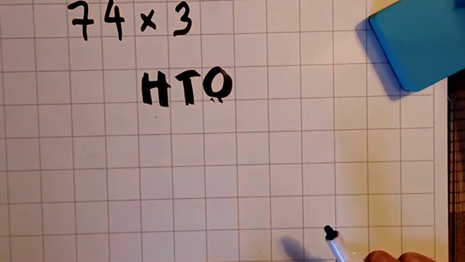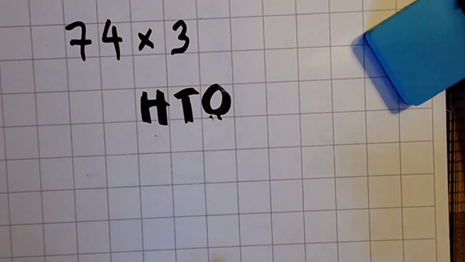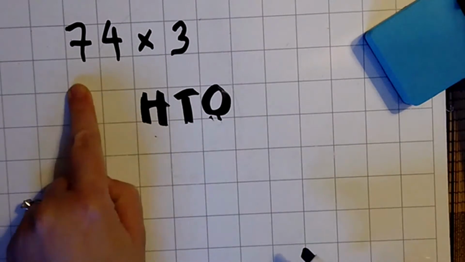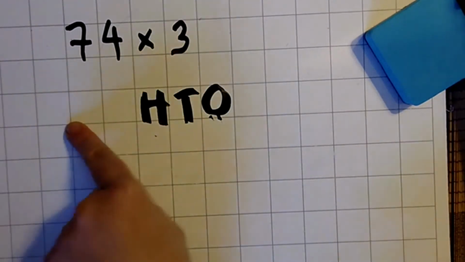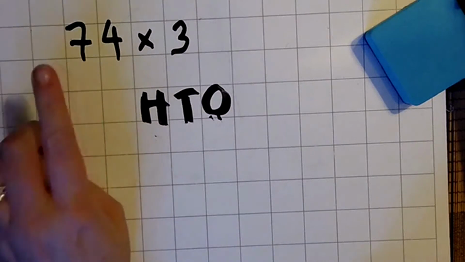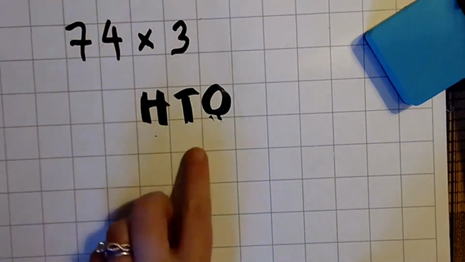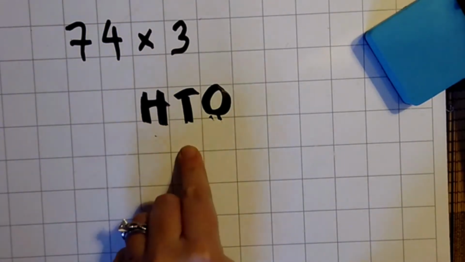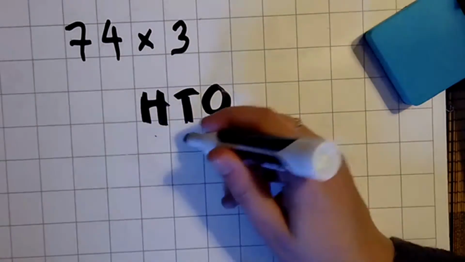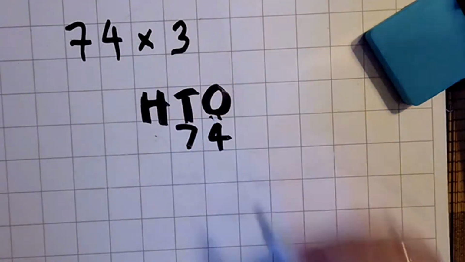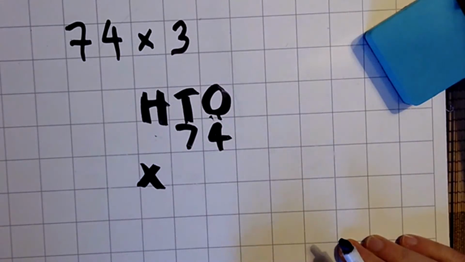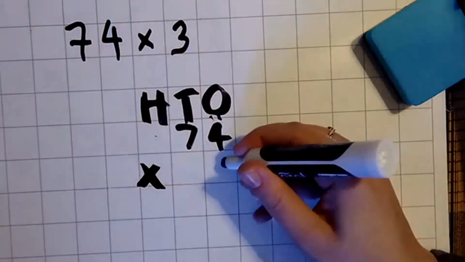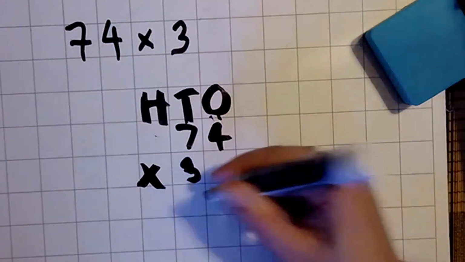Okay, 74 times 3. Let's work at this one together. So working together, maybe grab a piece of paper or a whiteboard or something like that. 74 in our place value is 7 tens and 4 ones. Then we're going to multiply by 3 ones. So my 3, remember my ones, it doesn't go here.